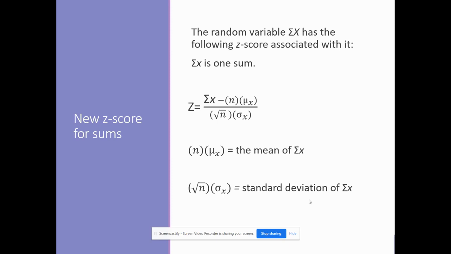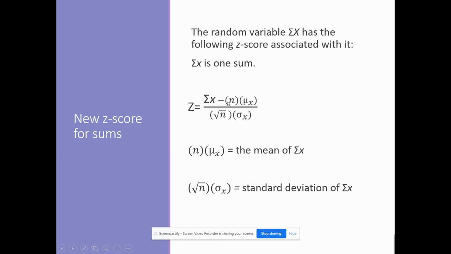Down here, you see what my mean will be for the sum of X. It will be the sample size times the mean I'm given. The standard deviation is the square root of the sample size times the standard deviation I'm given. That's all you have to do. It's different than what we did before, because remember, we were doing means before. Now we're doing sums.